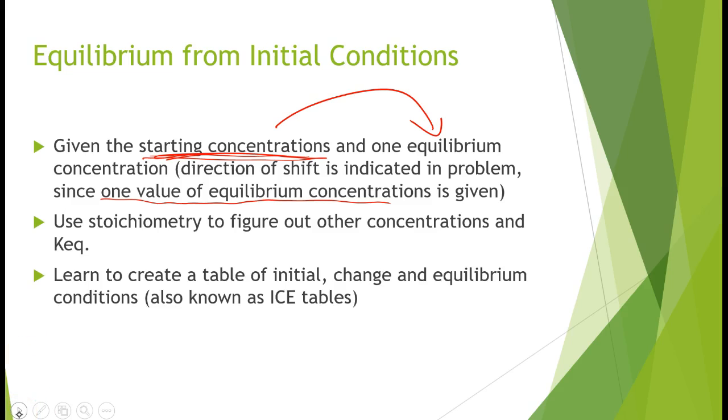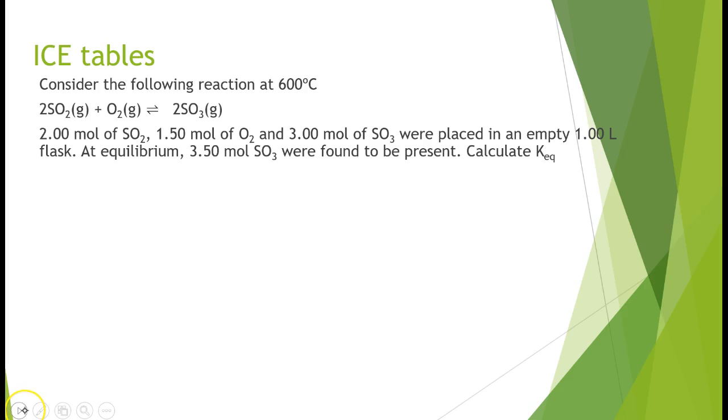The way we're going to do this is we're going to create something called an ICE table. ICE stands for initial, change, equilibrium conditions. Generally speaking, it's molarities. I'll show you how to set one up. You want to read carefully. First of all, when you see temperature, I want you to cross it off. Not important. Okay? I want you to go through and read the information and say, all right, 2 moles, 1.5 moles, 3 moles, placed in an empty 1 liter container.